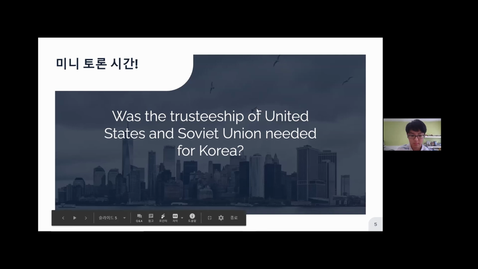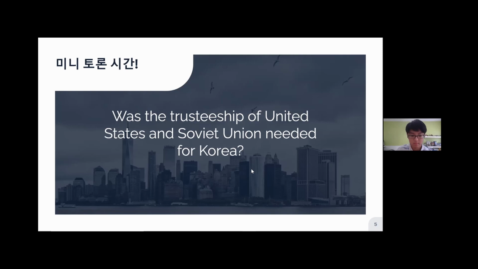Unmute yourself. In my opinion, I'm kind of on the neutral stance. It could have been better if one country did the trusteeship instead of two. It's either the United States or Soviet Union, but I would prefer the United States, because communism is kind of dead right now. Looking at present day, it's not working fully. So I would say the United States.